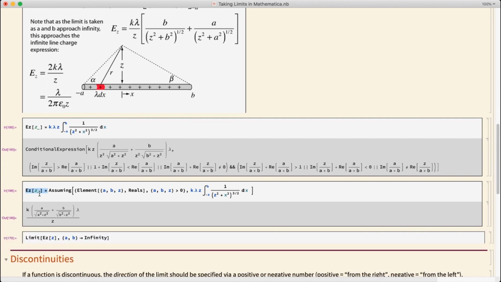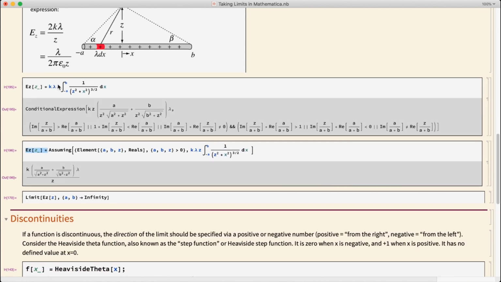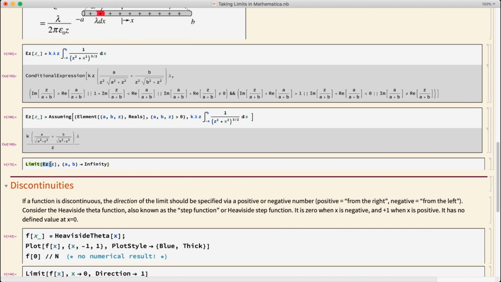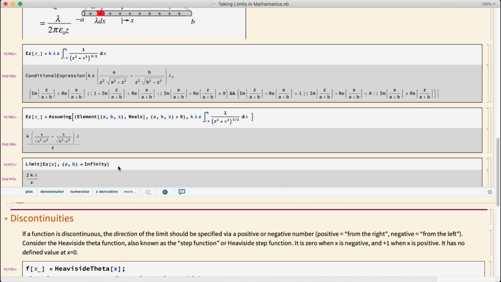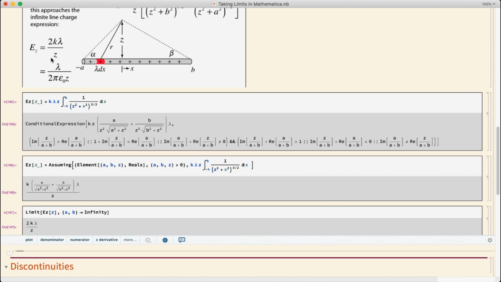and now it's stored as this function ez, which is a function with respect to z. Okay, so just like it describes in this HyperPhysics page, which says, note that as the limit is taken as a and b approach infinity, this approaches the infinite line charge expression. So basically, this is the expression here, simpler, assuming that this is not a finite rod or a rod with a defined length, but instead assuming that it's a rod that is infinitely long, so going infinitely long in both directions. So how can I take that limit in Mathematica? Well, I say, hey, take that expression for the finite rod, and now I'm going to let a and b go to infinity, and boom, Mathematica can easily do that limit for me. And you can see I get the same answer as HyperPhysics got.